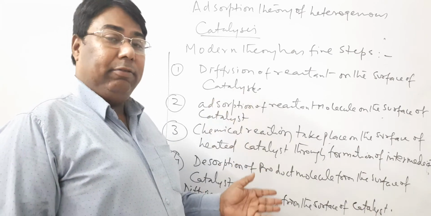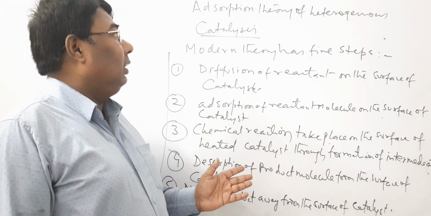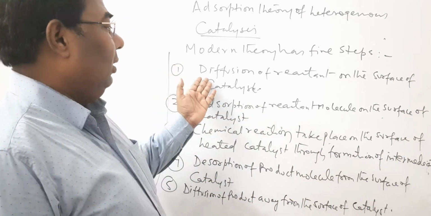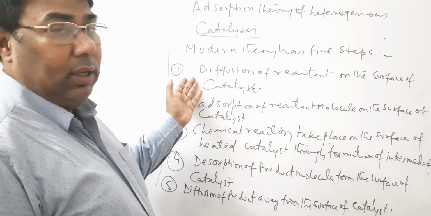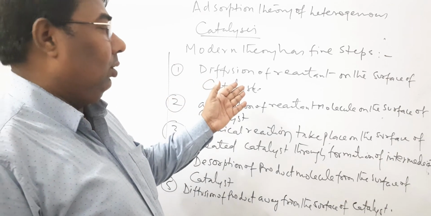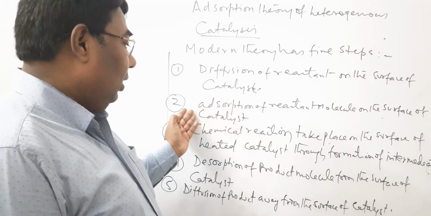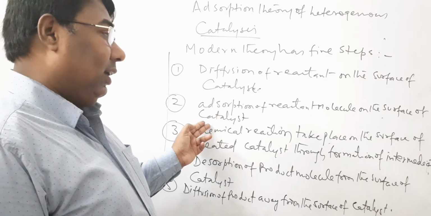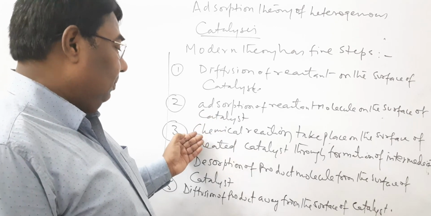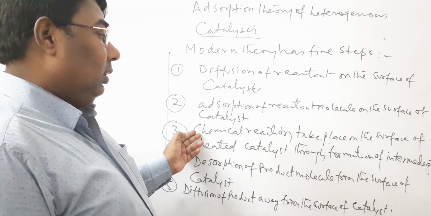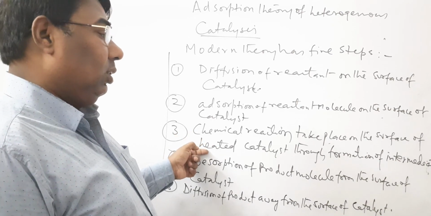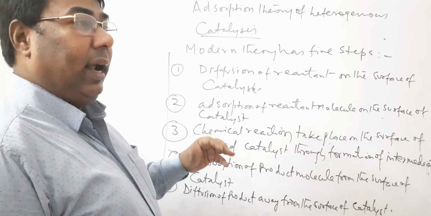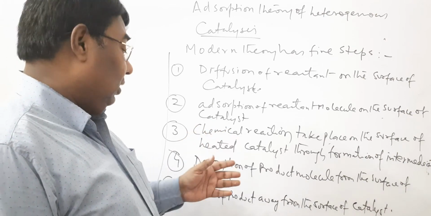So these are the main 5 points related to the adsorption theory of heterogeneous catalysis. Once again, number 1, the first step is diffusion of reactants on the surface of the catalyst. Number 2, adsorption of reactant molecules on the surface of the catalyst takes place, and then a chemical reaction takes place on the surface of the heated catalyst through the formation of intermediate reactions.